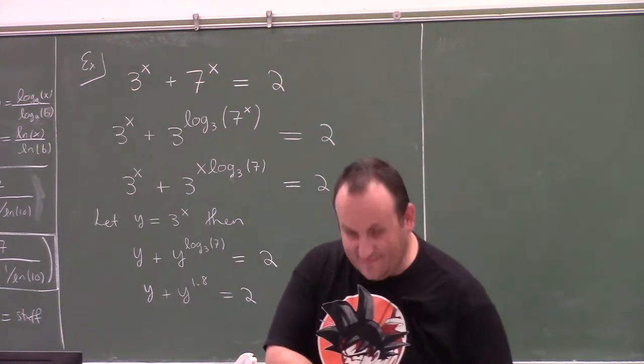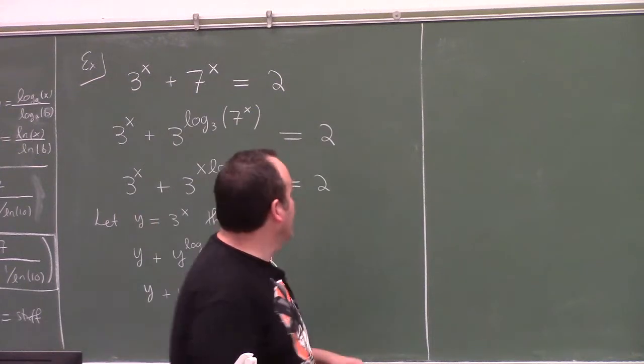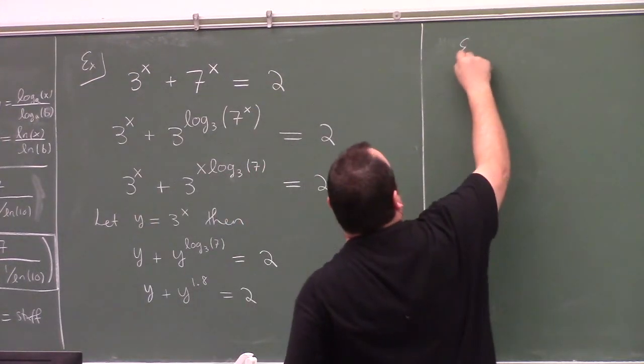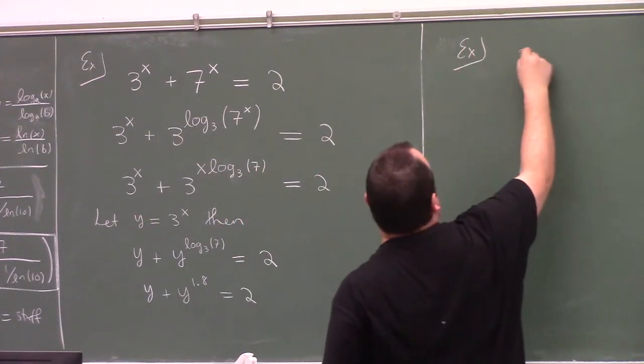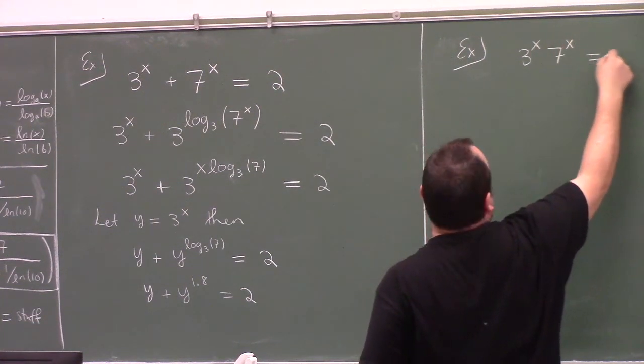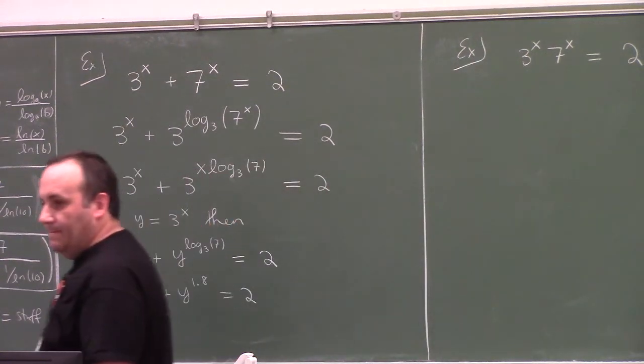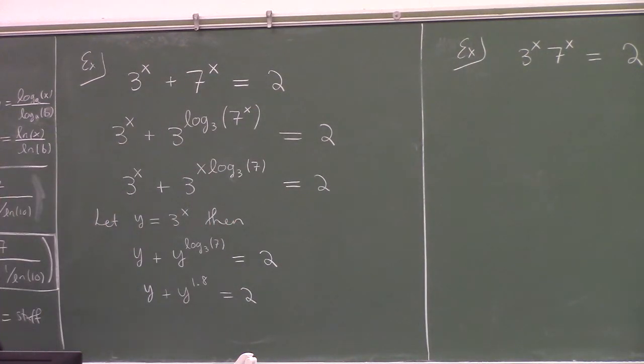What? You don't care? What if, instead, we did 3 to the x times 7 to the x equals 2? Maybe we could solve that. What's 3 to the x times 7 to the x? Can we simplify that using laws of exponents?